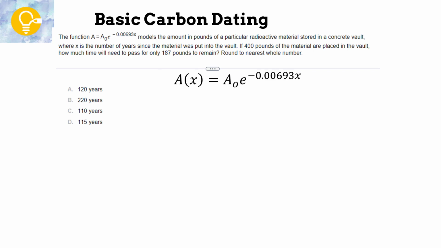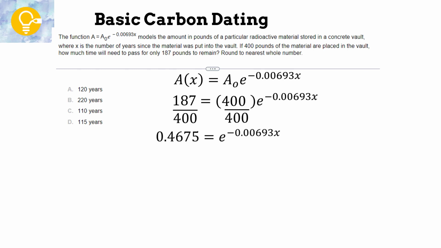We're going to use the same method. Well, we know that we're going to start with 400 pounds, so that's going to be A naught. And what we want in the end is 187 pounds. So let's put 187 in for what we want, and 400 is what we started with. Now I need to get e to the negative 0.00693x by itself, so I'm going to divide by 400. 187 divided by 400 is 0.4675. You do not want to round any of these numbers until we get to the end.